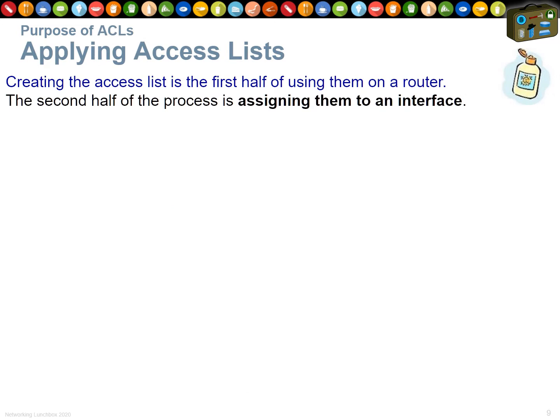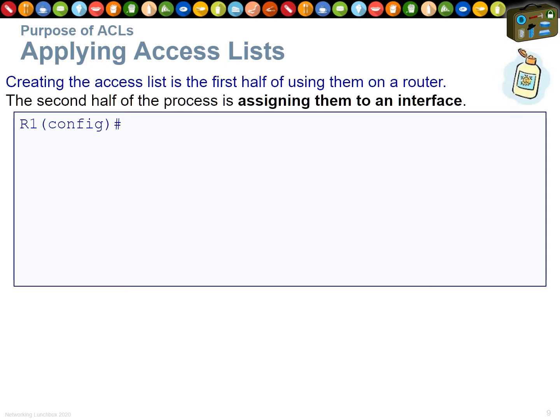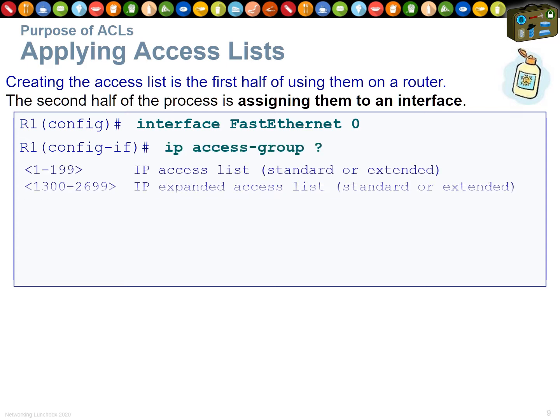So now, let's say we've created our access list, which we'll be doing in a moment anyway. Now we have to assign that access list to an interface. So we go into the interface and we have to type in the interface command. And then the command for the interface is called IP access group. And this is the way we apply the access list to an interface.